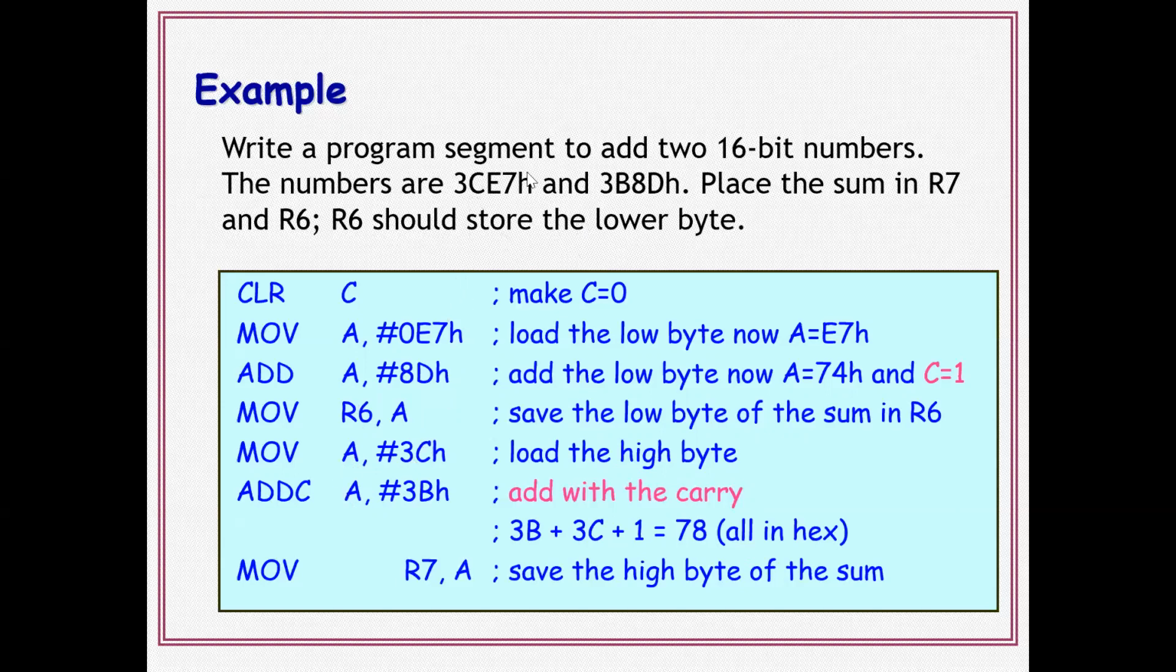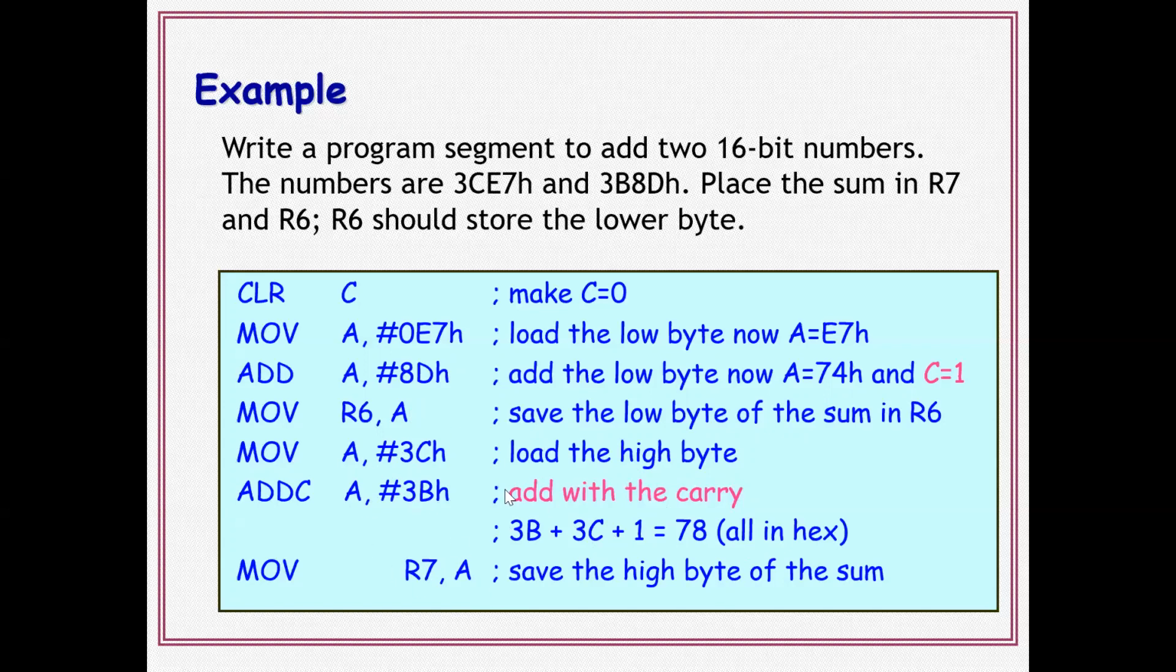Add A, 3C to the 3B. So here, instead of add you can use add with carry, because one addition was already performed previously. If any carry was generated, then automatically that carry is added here. So here the instruction is add with carry. After completion of this instruction, the result is loaded into R7.